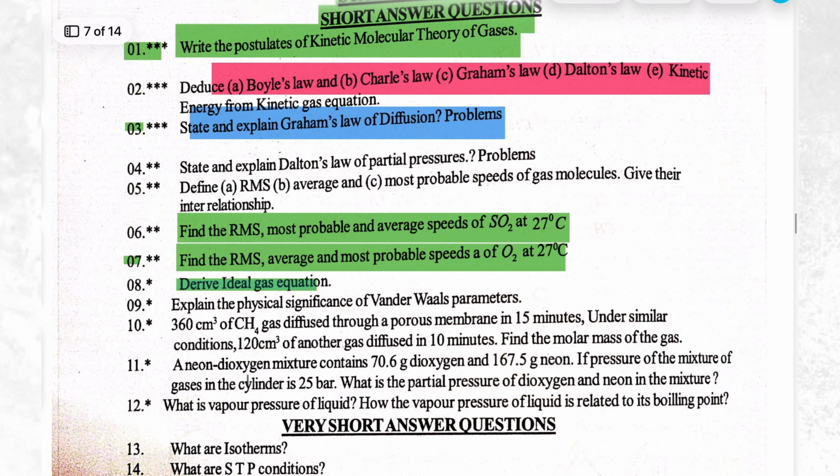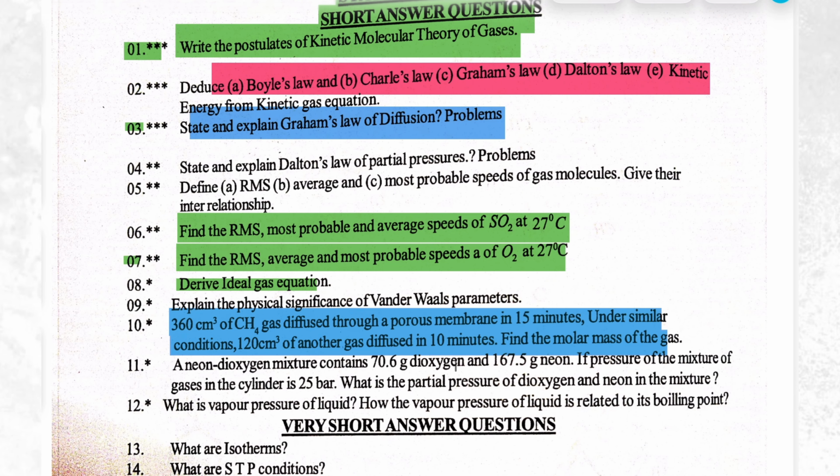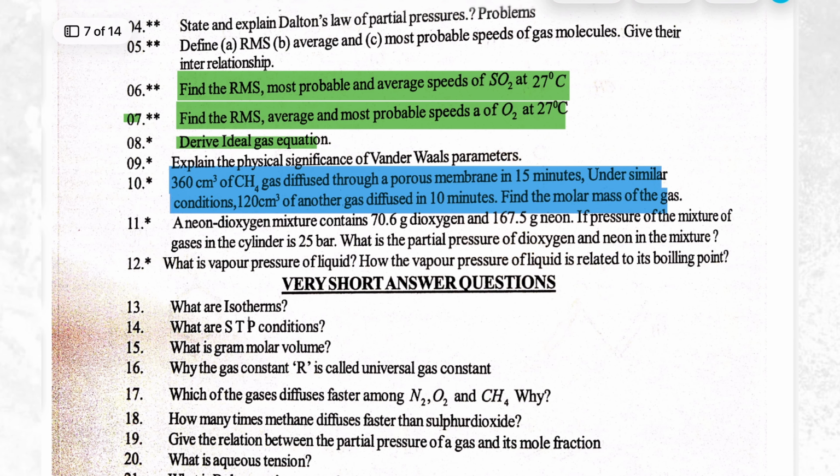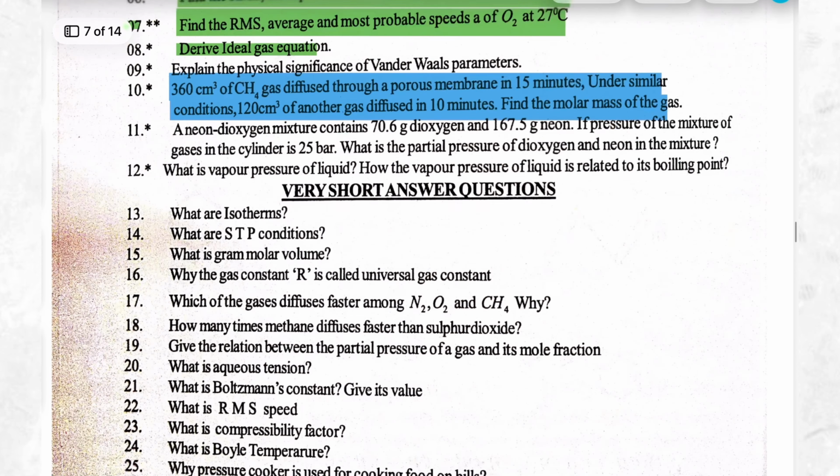Right, student? That's it. This is also sometimes asked as a problem: Graham's law of diffusion. So you can see this question once. Practice this question. Remaining, nothing. So these are the important ones from states of matter: first, second, third, sixth, seventh. Clear?